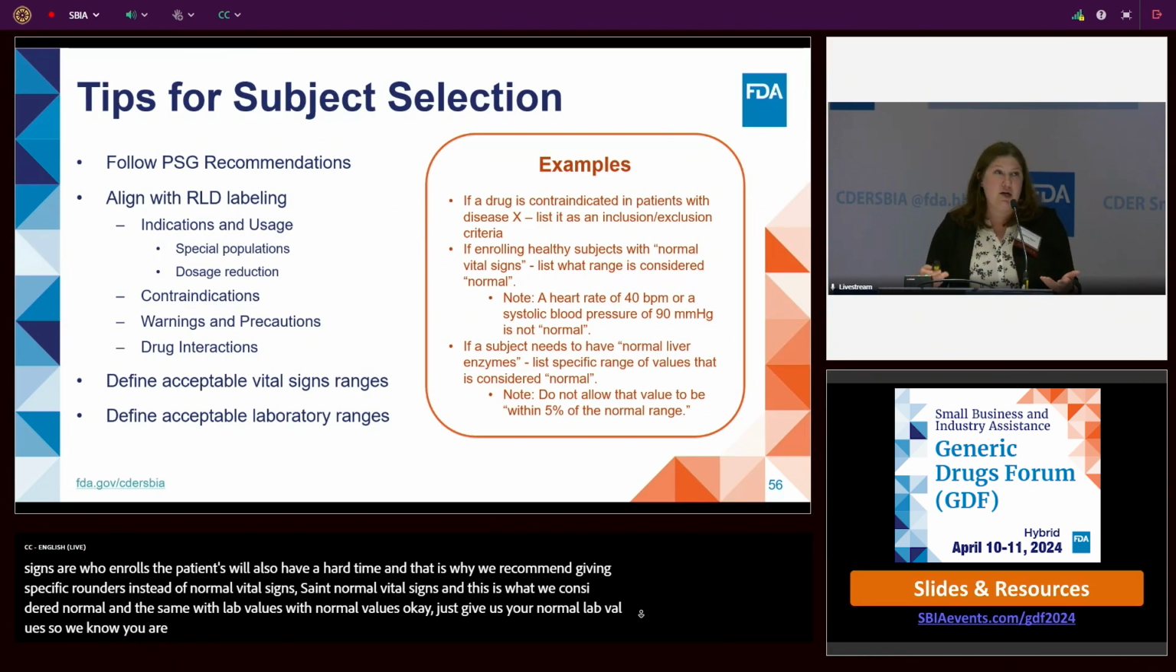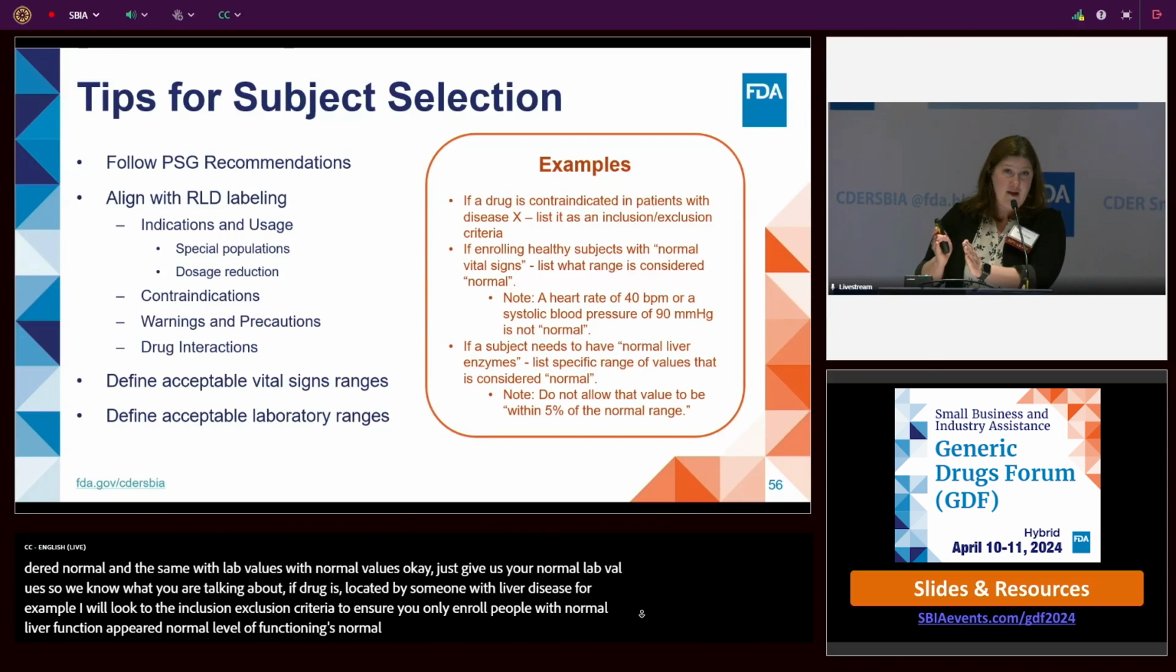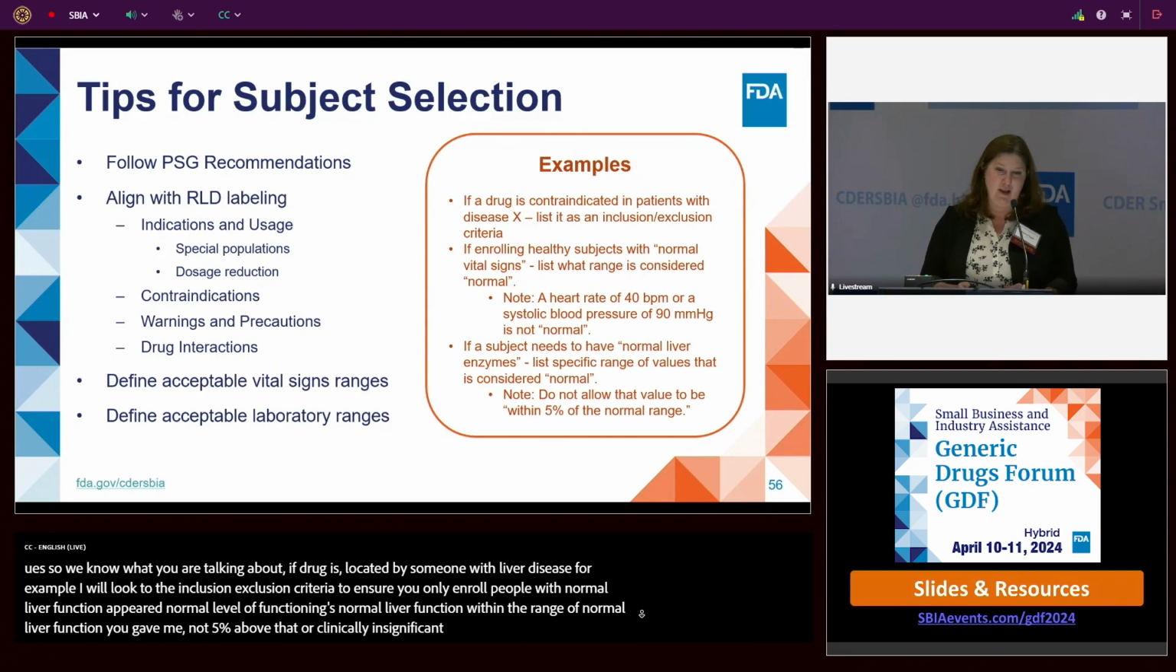If a drug is contraindicated, say in people with liver disease, then again, I will look to the inclusion-exclusion criteria to make sure that you're only enrolling people with normal liver function. And normal liver function means normal liver function within the range of normal liver function that you gave me, not 5% above that or clinically insignificant liver values.